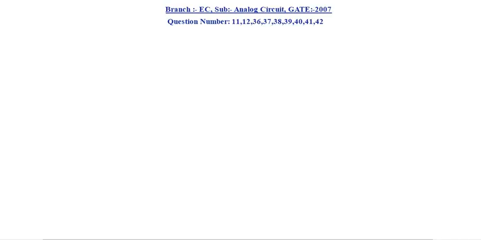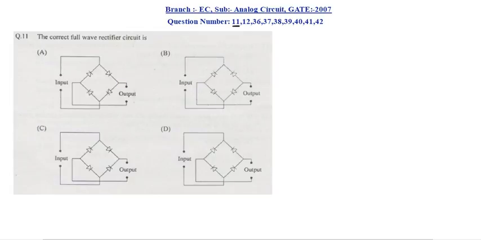Hello there. We are going to discuss the answers to the questions that were asked in GATE 2007 with respect to analog circuits. These are the questions that were asked in 2007 with respect to analog circuits. We will discuss the solutions in detail one by one. First, let's go to question number 11.